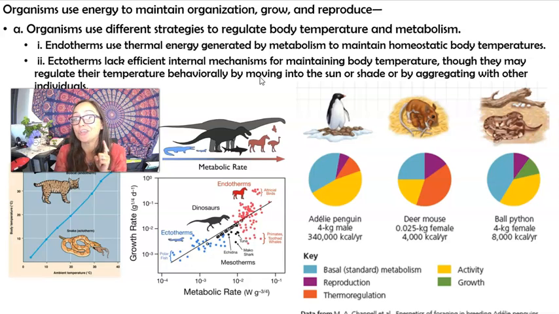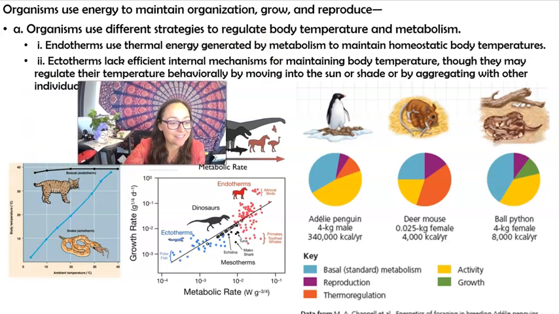This ties into Unit 2 with surface area to volume ratios. That little mouse has a very large surface area compared to its volume, so it loses a lot of heat to its environment and therefore needs a higher metabolic rate, designating more of its calories towards thermoregulation to make up for the heat that's lost to the environment. Now, the penguin, though, has insulation. It has fat, and it has feathers. It's going to insulate and trap a lot of that heat for it.